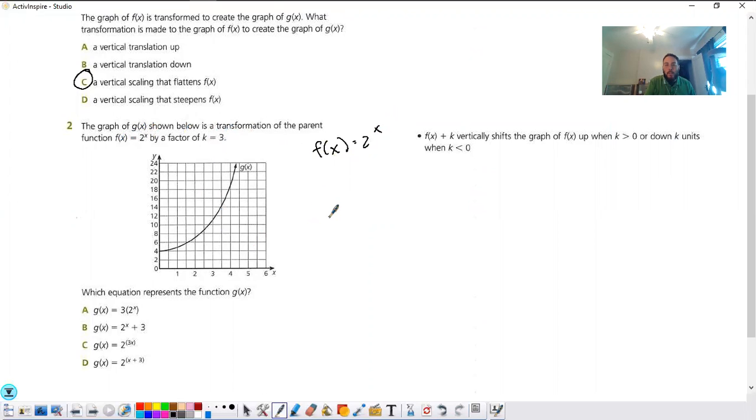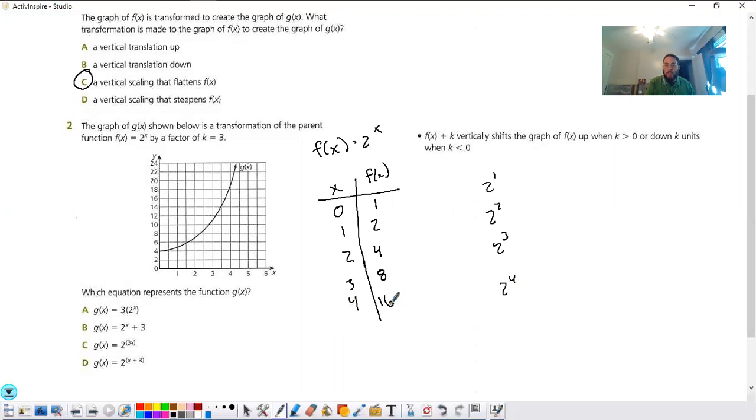So if we have our table, let's say our x, and then on this side we'll have our f of x. So for the x values, we'll do -1, 0, 1, 2, 3, and 4. So when x is equal to 0, that's 2 to the 0 power, which is 1. When x is equal to 1, that's 2 to the first power, which is 2. When x is equal to 2, that's 2 to the second power, which is 4. The next one, 2 to the third power, which is 8. And then finally, 2 to the fourth power, which is 16.